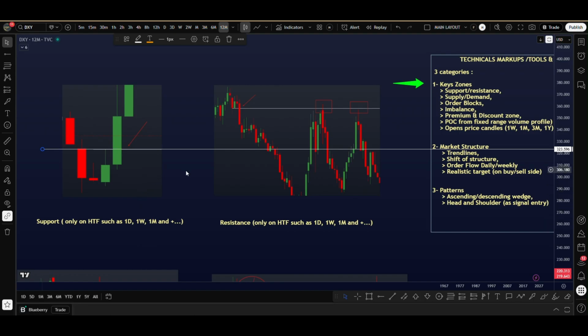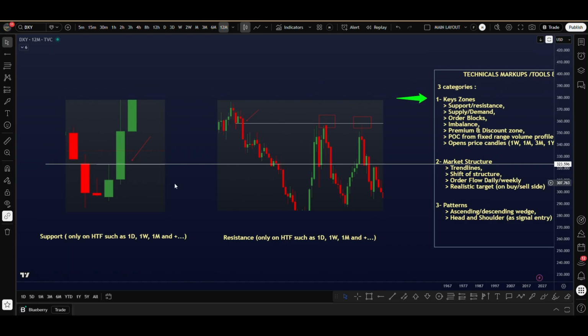So the way I draw my line is simple. I like to identify the top of the wick with a strong move, a strong candle. For instance, on this chart we are in an uptrend. I like to identify a strong candle breaking the top of the wick, leaving behind some gaps or some imbalance. This is the way I draw my support.